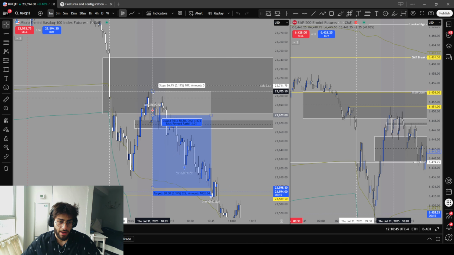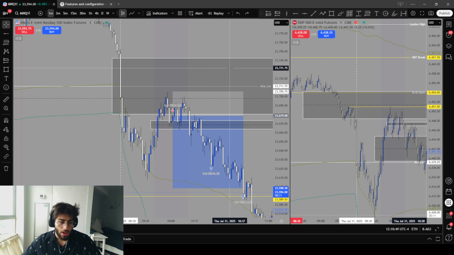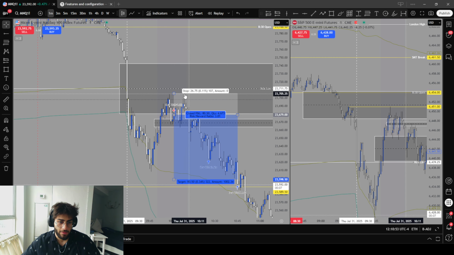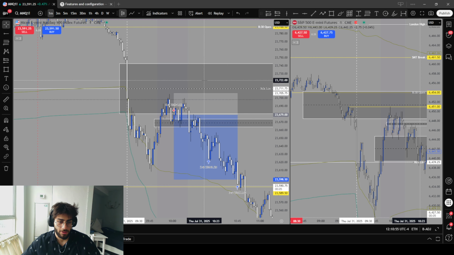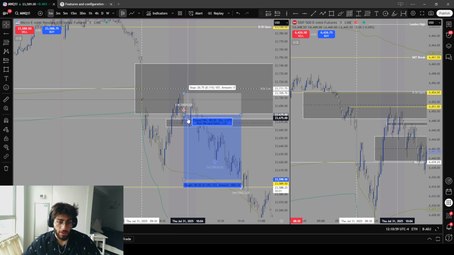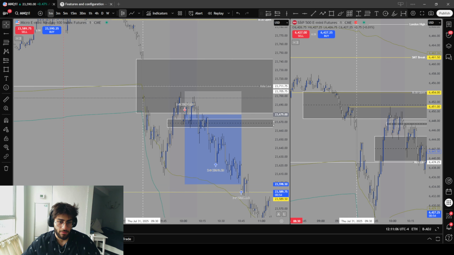You could have argued that I could have set my stops above this fair value gap, but here's the thing. I don't set my stops above or below 5 minute imbalances. I set them above swings, 1 minute swings to be exact, or sometimes above or below the imbalance that I used to catch my entry model, right? But in this instance, I didn't.